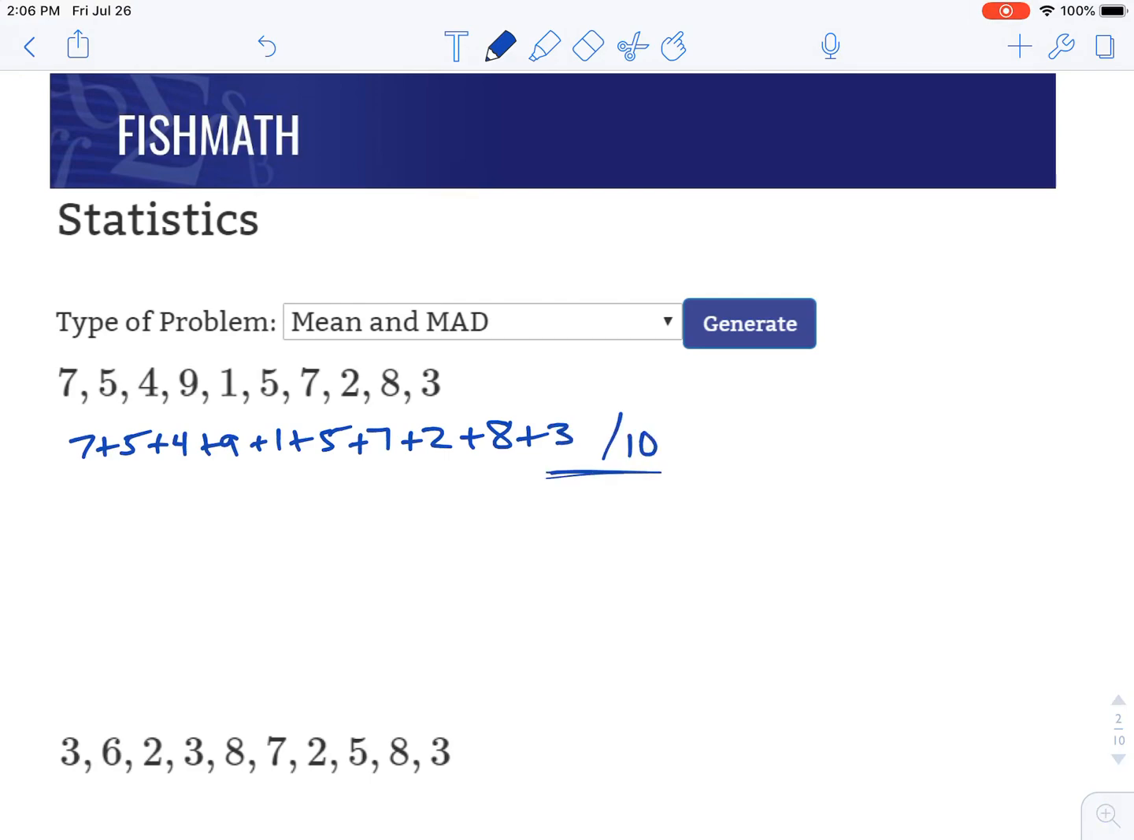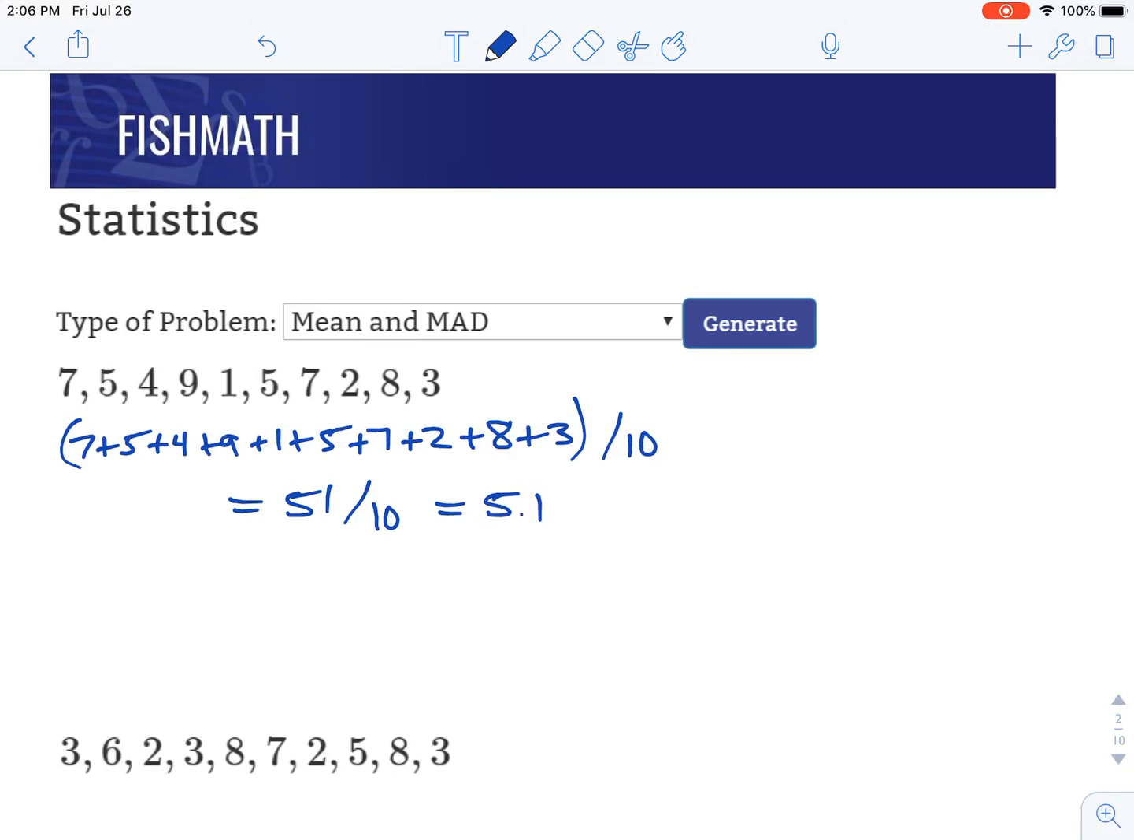It's going to do your division first and then do the adding, which is wrong. You've got to add up all the numbers first, so use parentheses or just do your adding and then hit enter and then divide by how many there are. In this case, there's 10, which is why I divided by 10. When you do this, you get 51 divided by 10, which is 5.1.